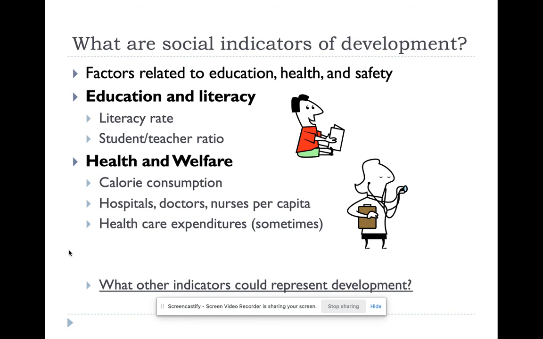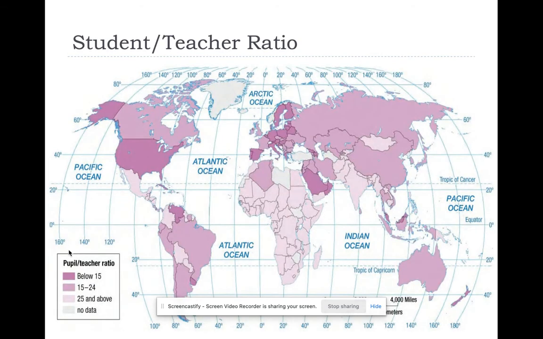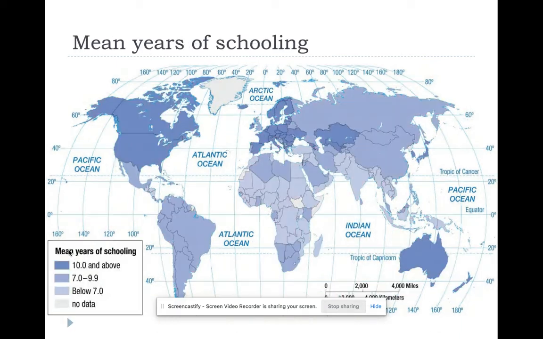So things like that to think about, right? Other things to think about. What are other indicators that could represent development? All right. So there's student-teacher ratio. Notice that it's lower, right? In developing places, you can see that. You can see mean years of schooling, which is one of the HDI measures, and you see that.